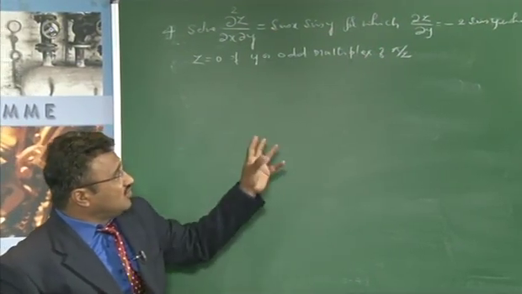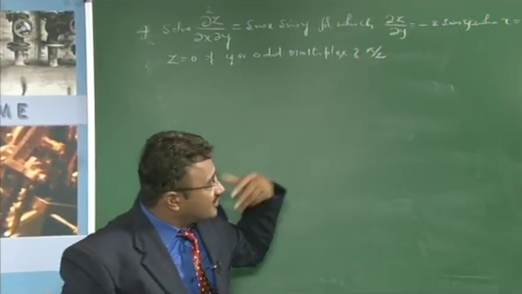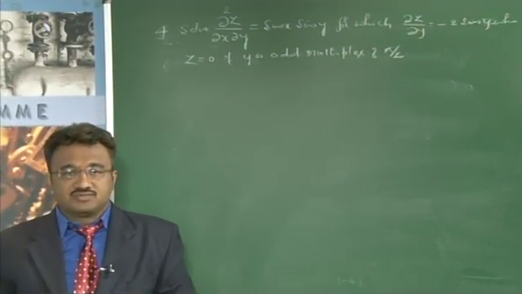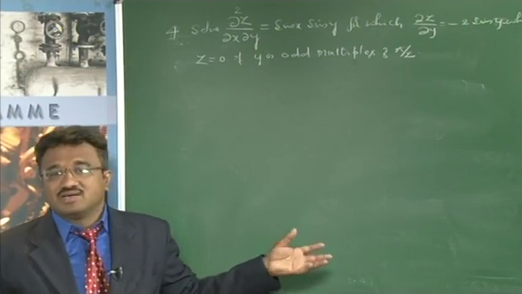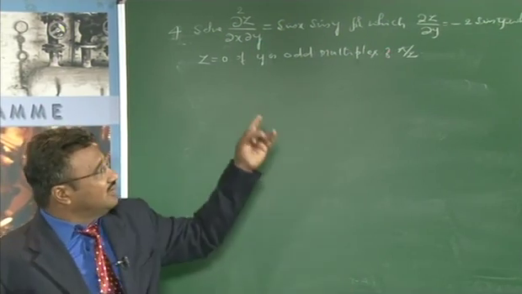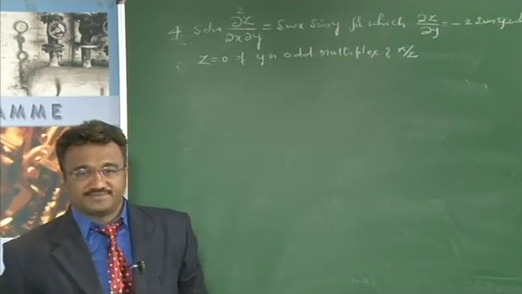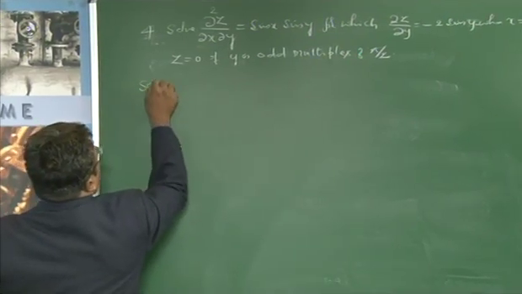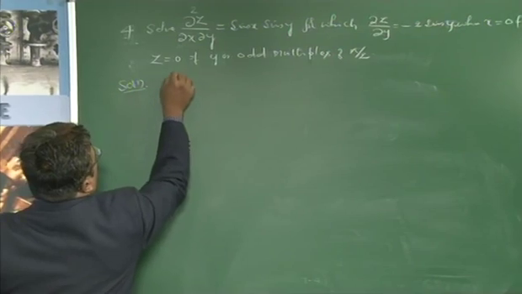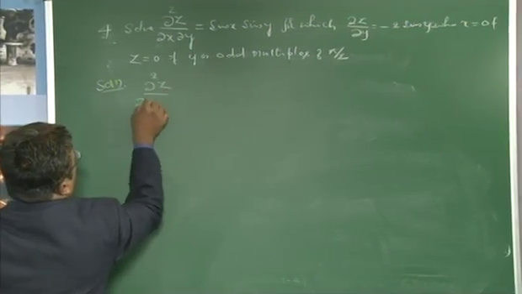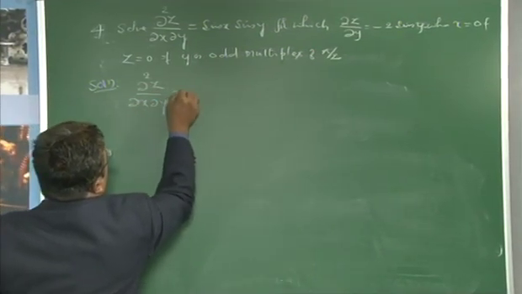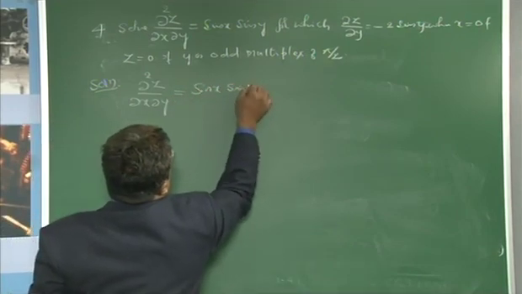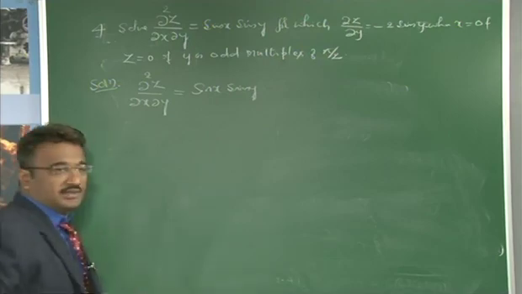That means after integration of a given function, we get some constant in terms of a variable, and that value you have to find out by using this condition. Again, in the solution, ∂²z/∂x∂y = sin x sin y. This is the problem given.